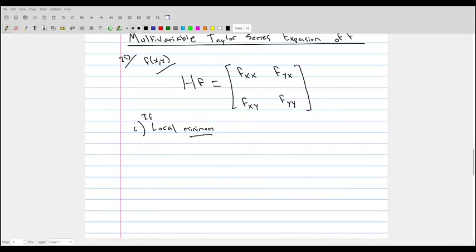so if R star is a local minimum, then the Hessian matrix has this property from linear algebra called positive definiteness. The Hessian matrix at R star is positive definite, which is a property that any matrix may or may not possess.